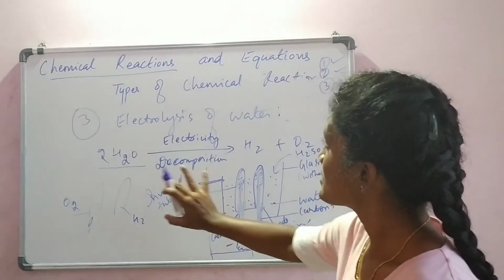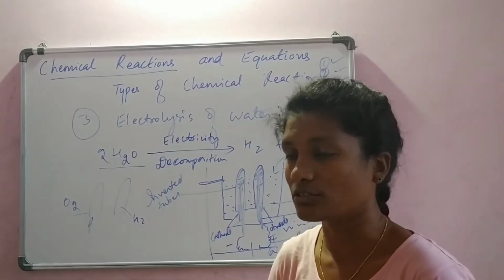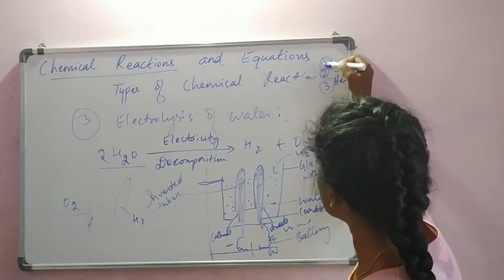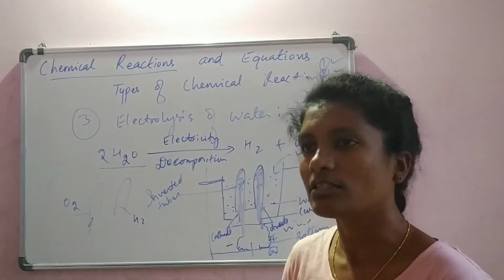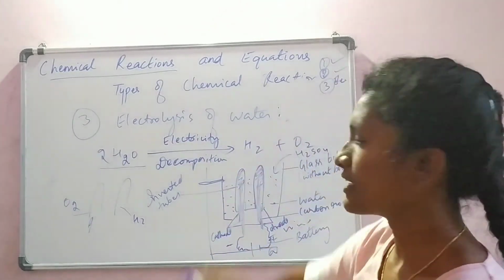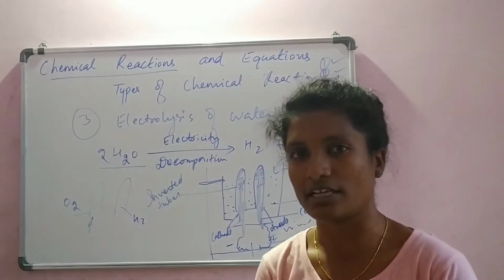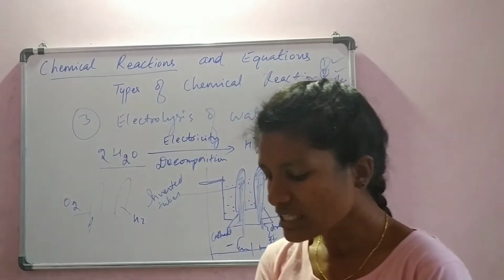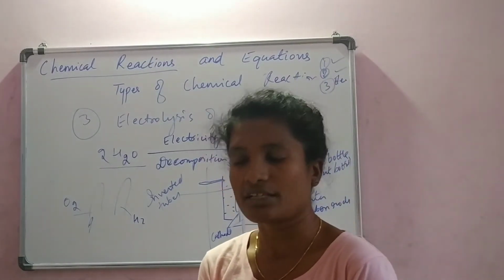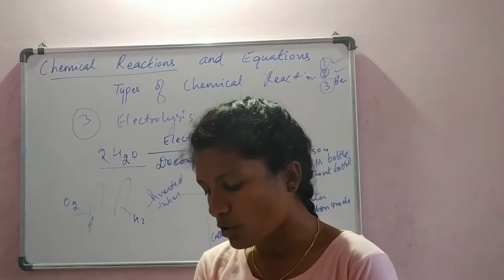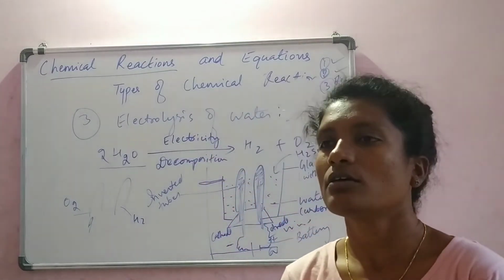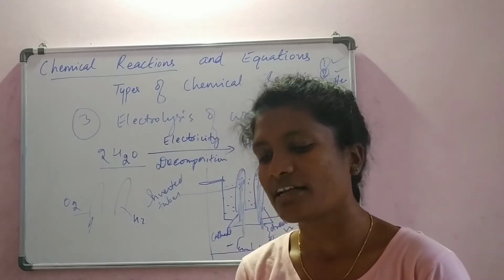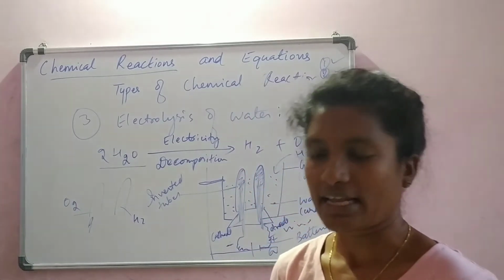So this is about decomposition reaction, which is an example for electricity. The first 2 activities were about heat. The last activity is about electrolysis, that is providing electricity. Hope it is clear. We will move on to the next. Similarly, using electricity, aluminium oxide can also be decomposed into aluminium metal and oxygen gas. There is no activity given here, but it is an example.